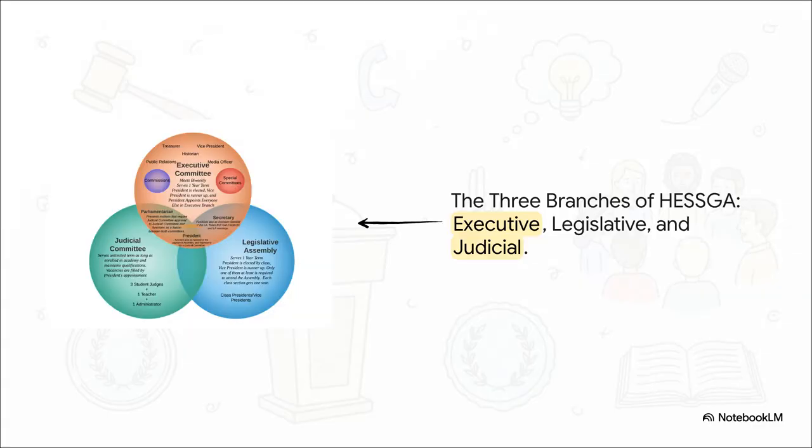HESSGA is set up with 3 branches, just like the U.S. government: executive, legislative, and judicial. This whole separation of powers thing is super important. It makes sure no one group has too much control. Now look closely. Where are you? Right in the middle. As part of the executive committee, you're also the key link to the judicial committee. You're basically the bridge connecting 2 of the 3 branches.